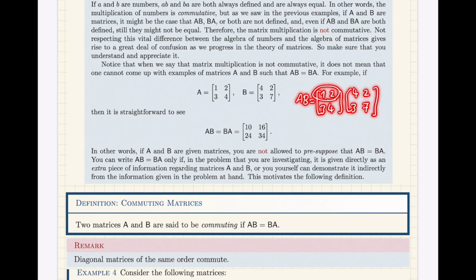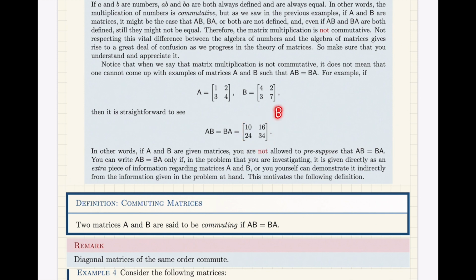If I multiply this by that, it becomes 4 plus 6, which is 10. The next one becomes 2 plus 14, which is 16. The next one becomes 12 plus 12, which is 24. And the next one becomes 6 plus 28, which is 34. So you hopefully confirm that AB is the matrix that I have written here.